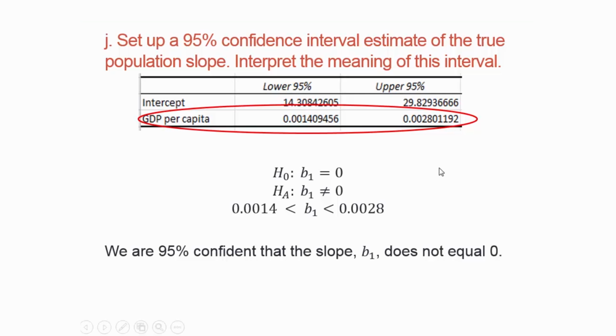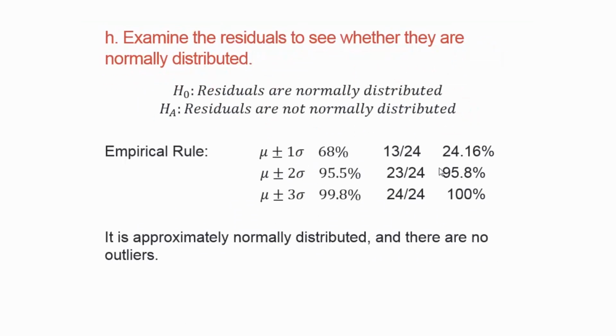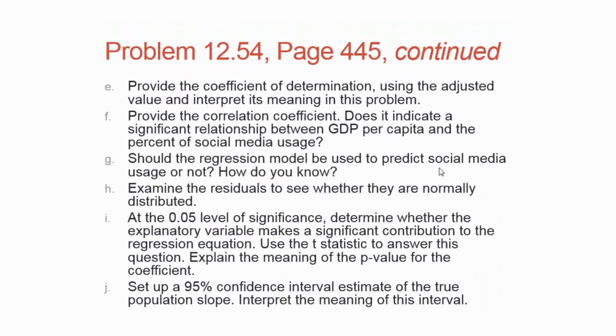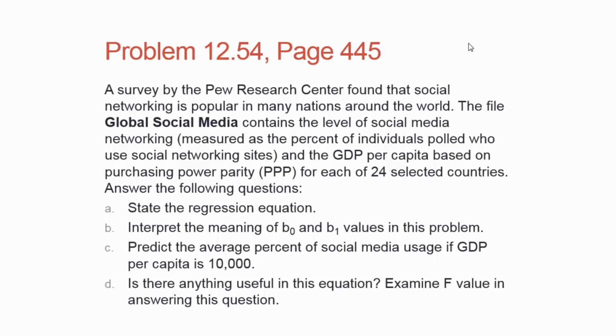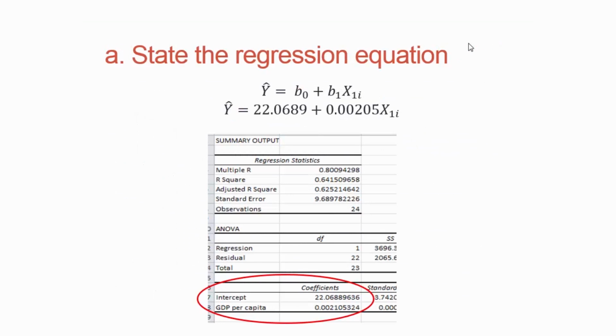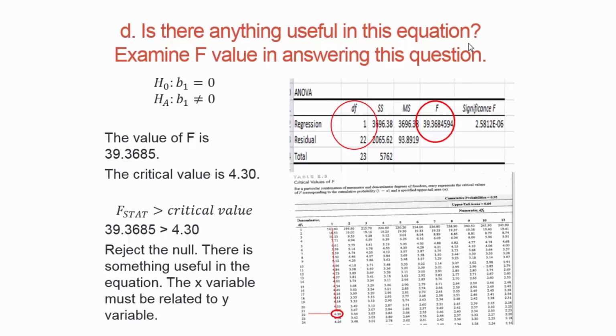One more slide here, and I'll come back and add that later, would summarize what you've decided about the model. Do you think it's worth using? Do you think it's not worth using? So let me talk you through that, and then we'll make a slide to reflect that. We want to look at the F value first, which is in part D. The F value is 39.37, which is a lot greater than 4.3. So that's why I think that B1 is not equal to 0.